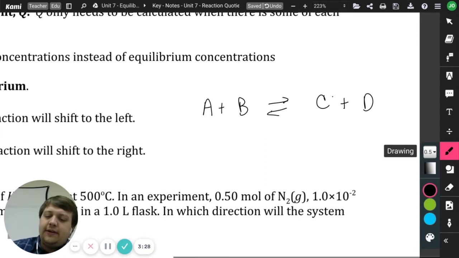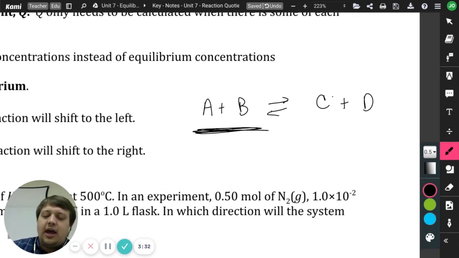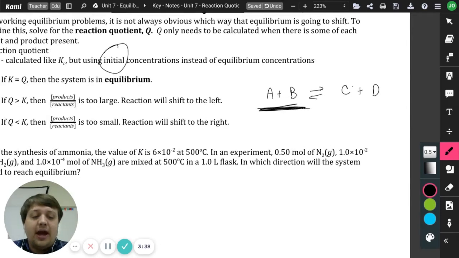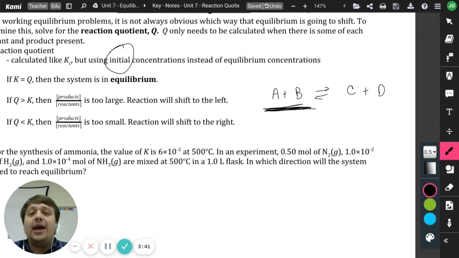Looking at this reaction, if I say I'm shifting to the left, I'm shifting to the left side of my reaction, which means I'm shifting to the reactant side. So if I've got a Q greater than K, that tells me that my reaction currently has too much product. And so it's going to shift to form more reactants. So these products are then going to start to form more reactants.